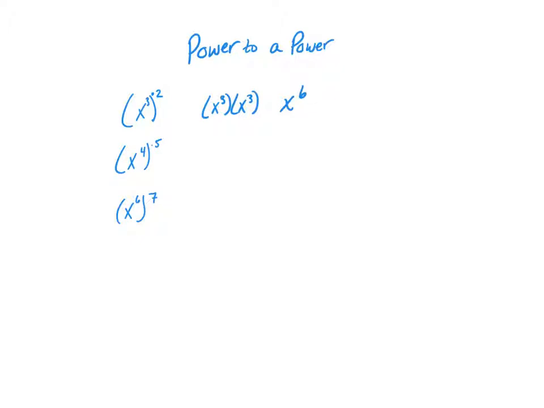So here, I could write out x to the 4th times x to the 4th times x to the 4th 5 times and calculate how many we'd have, or I can just multiply those powers. So it'd be x to the 20th and x to the 42nd.